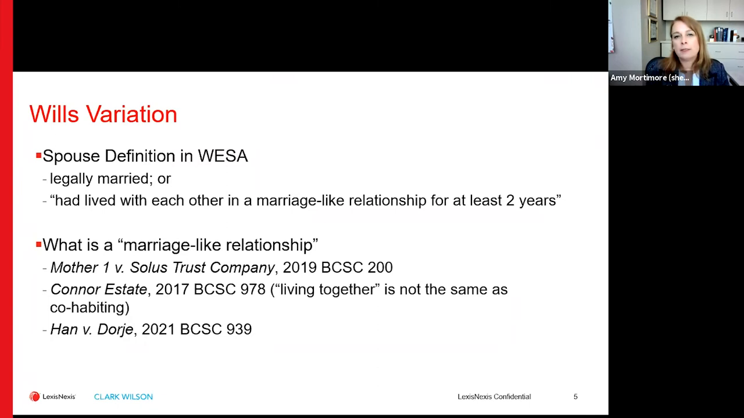In Connor, the deceased had a hoarding illness. And so her home was very, very packed with clothes and other items.